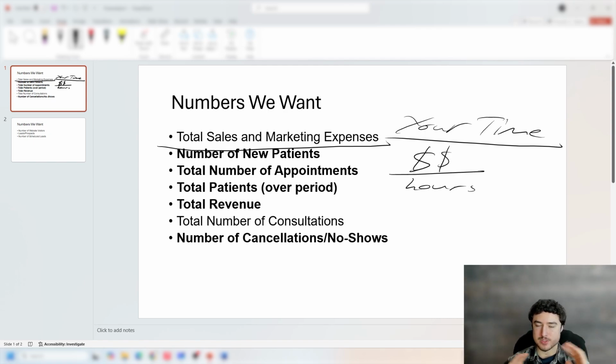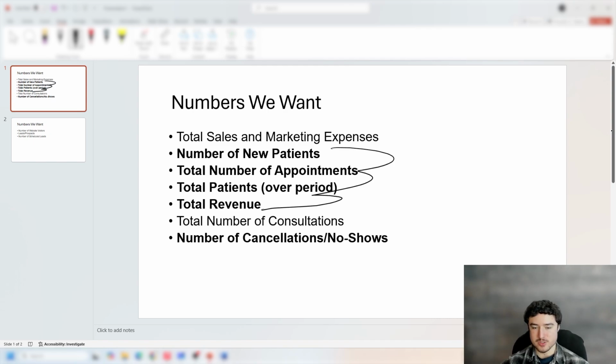But it's stuff like this that we would want to try and break out as granularly as possible, or at least I like to, and that way we have really in-depth insights and can very easily see which one of these is super high or super low or needs to be fixed, etc. And that way we can have really good metrics overall and then a really good practice overall. So anyway, that's total sales and marketing expense.